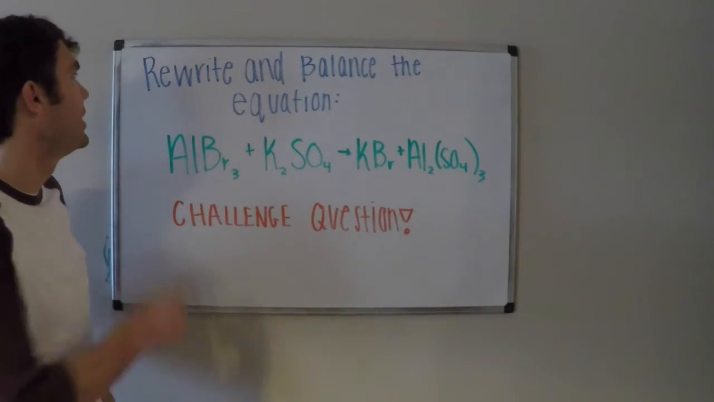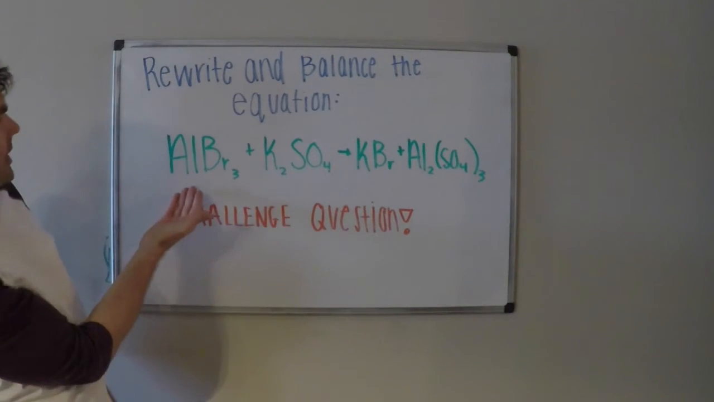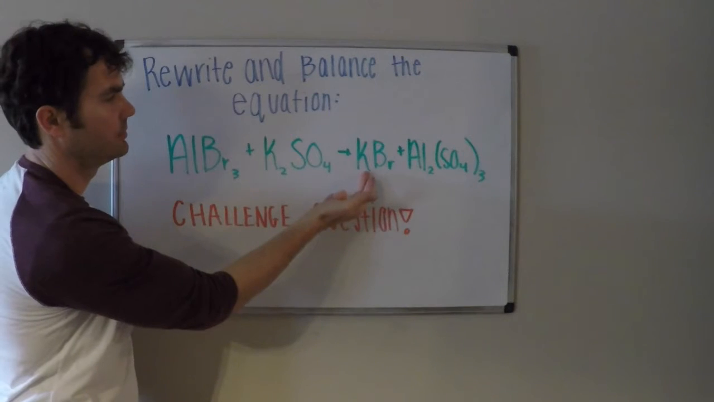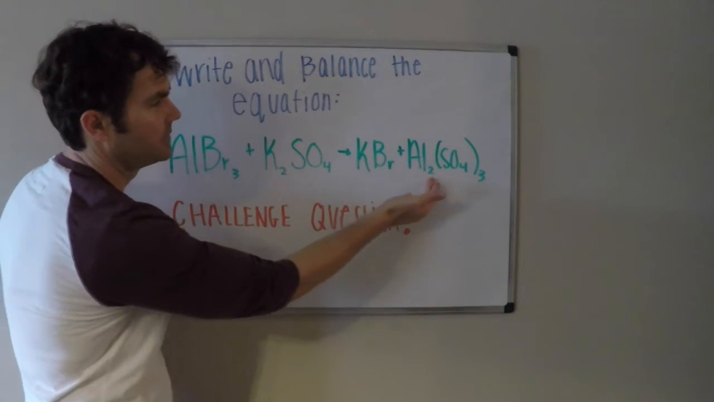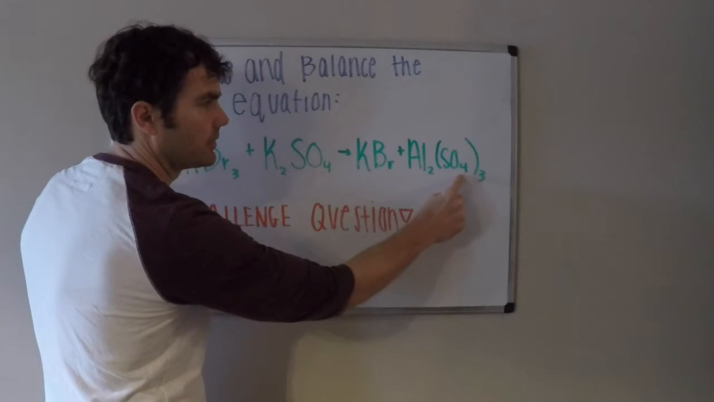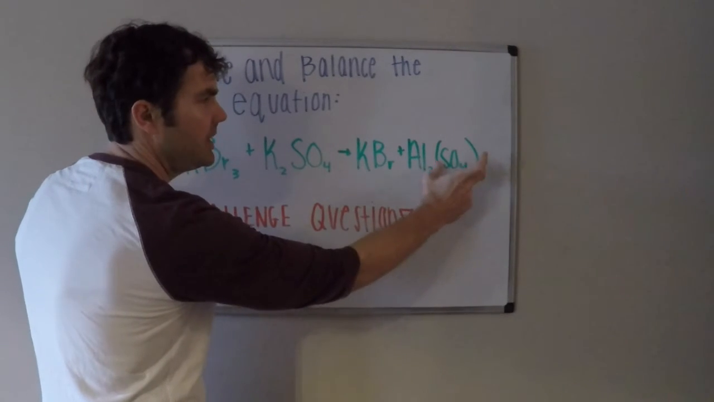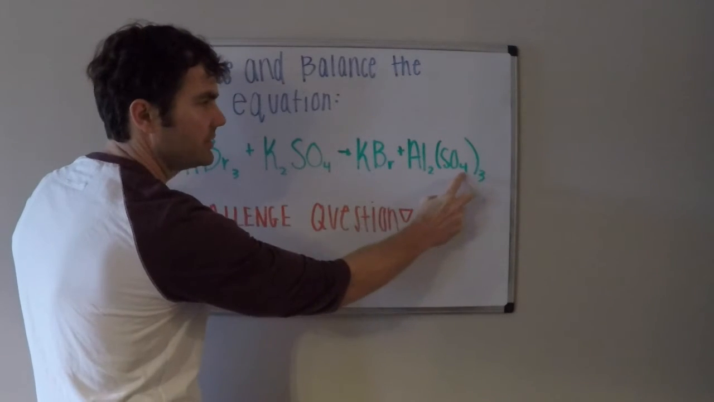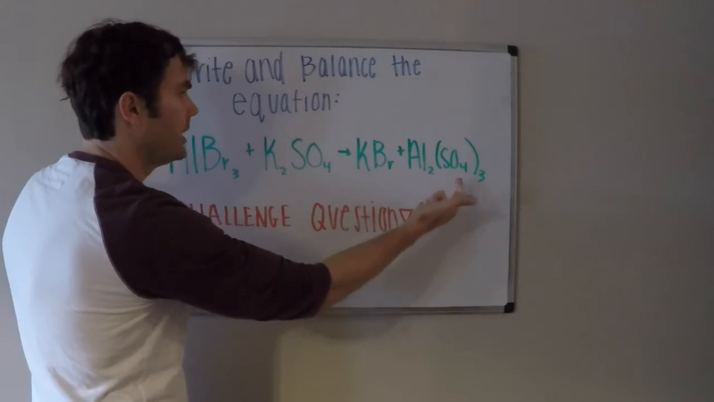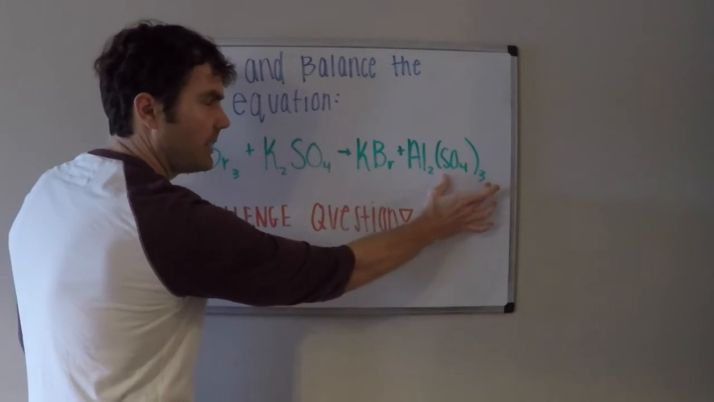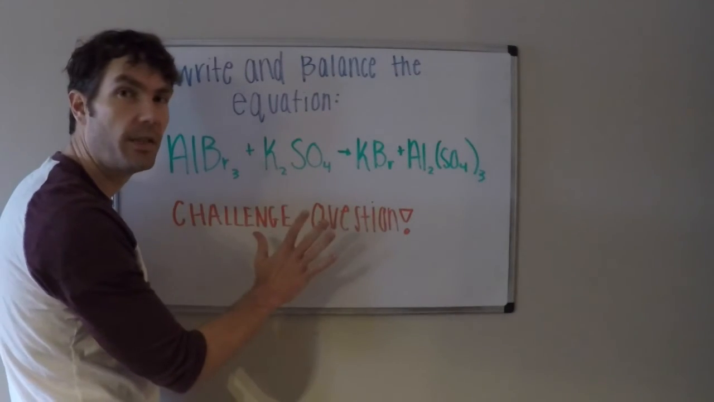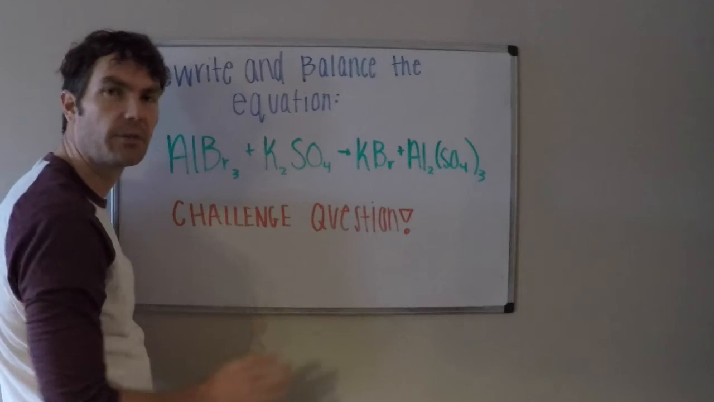Today's challenge question, rewrite and balance the equation AlBr3, K2SO4 to KBr, and Al2(SO4)3. Now remember this 3, this confuses people. So there's 4 oxygens and there are 3 of this SO4. So this is actually 12 oxygens right here and 3 sulfur. So when you balance the equation, be careful about that part. It looks hard, but I promise you it's not as hard as it looks. Start working on the hardest part first and everything else will fall in place.